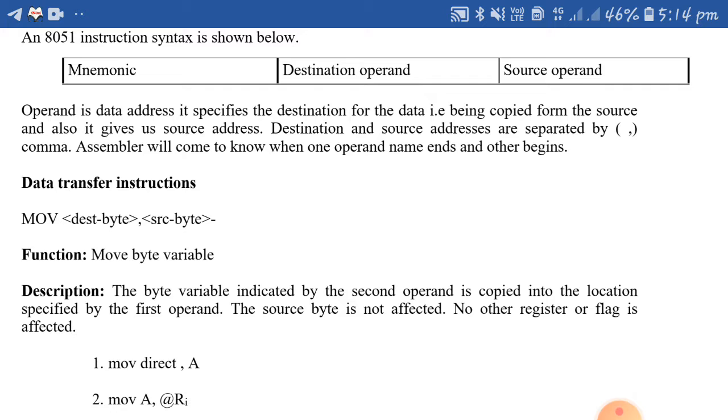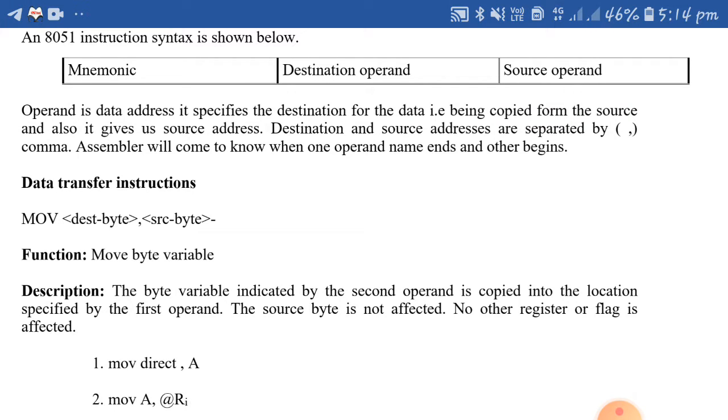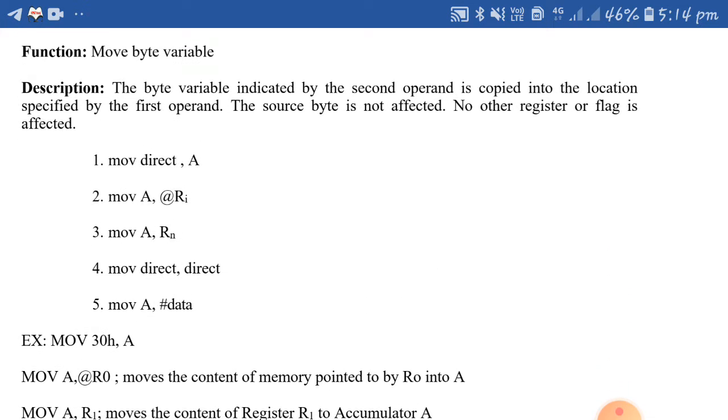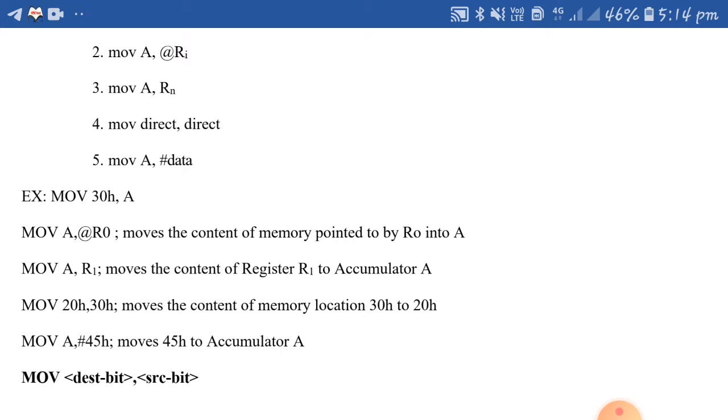It is going to tell the CPU you are transferring the data from the source byte to the destination byte. Examples: move direct, a; move a, @Ri; move a, Rn; move direct, direct; move a, #data. You have 5 different addressing modes, so use any one addressing mode in your program and execute it.